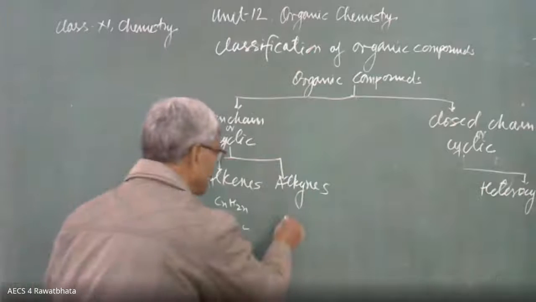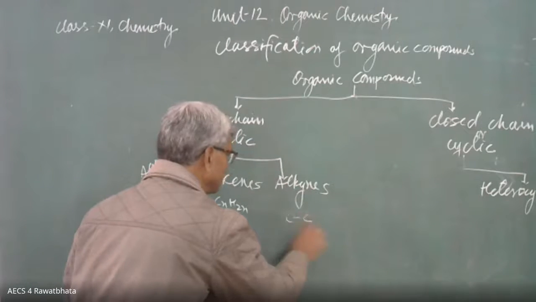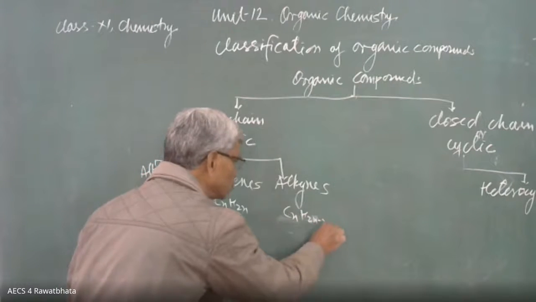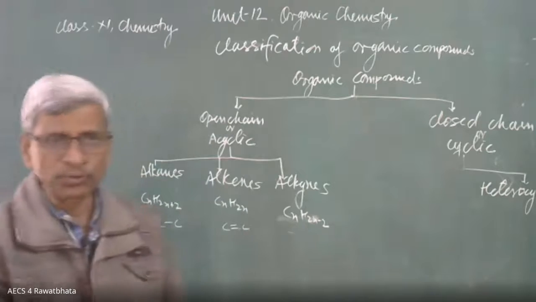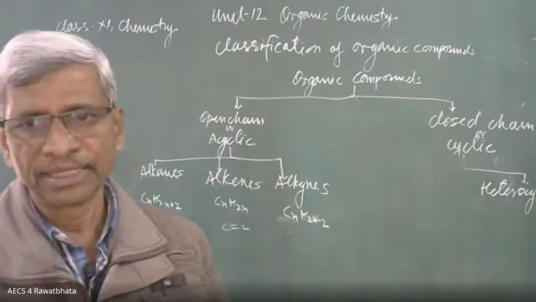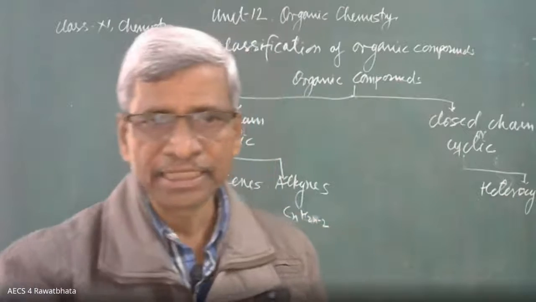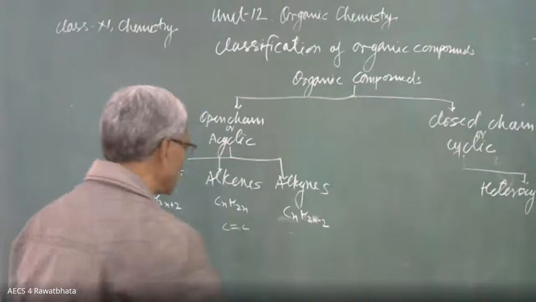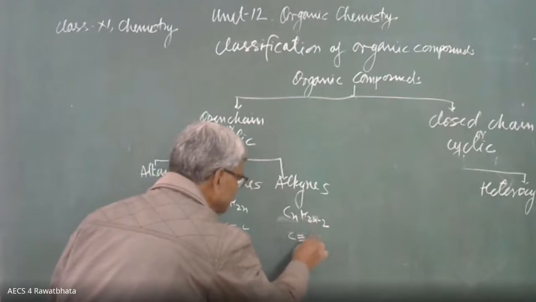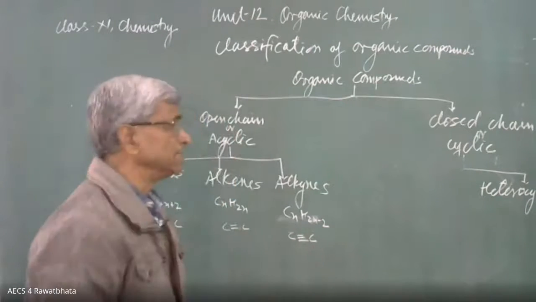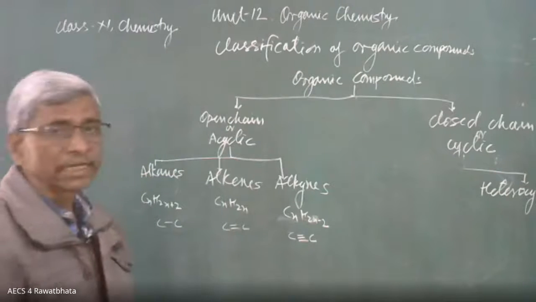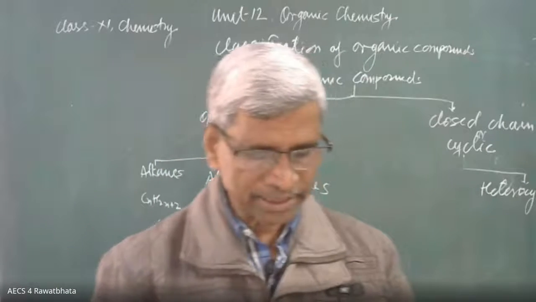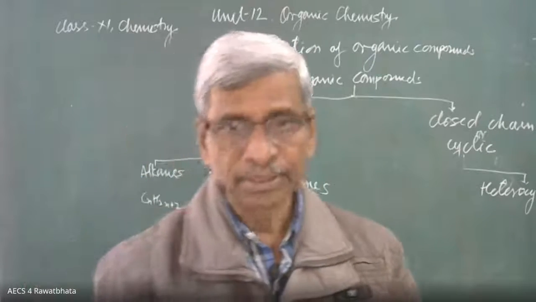And here, alkynes, the general formula is CnH2n-2, and again it is conditional. There should be only one triple bond. If more than one triple bond is present, this formula is not followed. It is the conditional formula. And there is a carbon-carbon triple bond present, like this. These are called open chain or acyclic compounds. Okay, beta? So these are some classification of compounds.